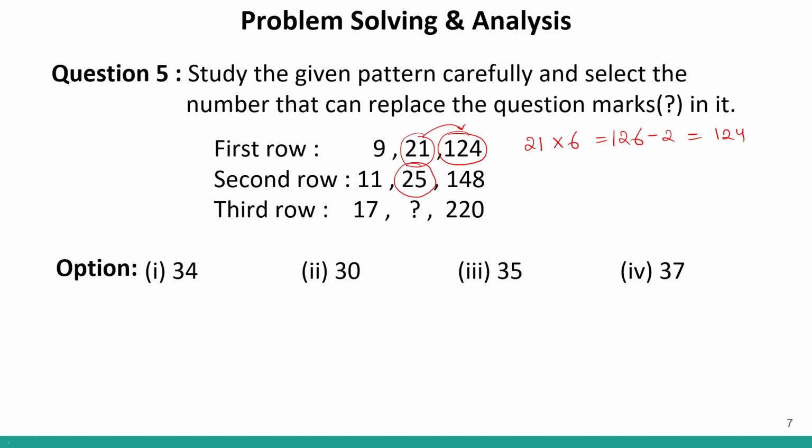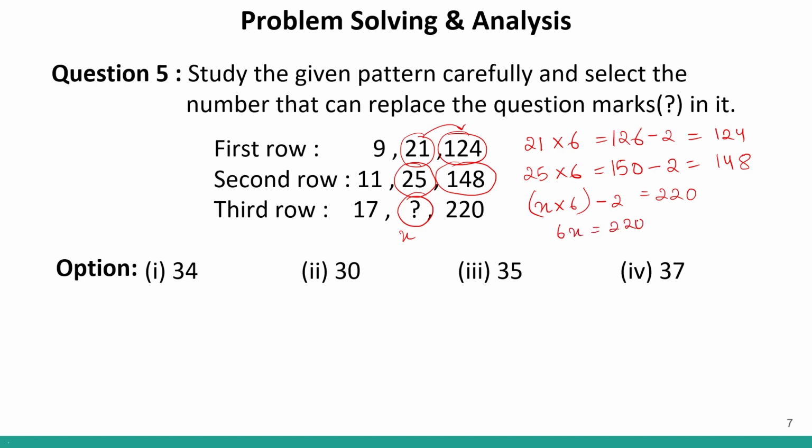Similarly, when I look at the numbers 25 and 148, when I multiply 25 by 6, this will be 150, and then I subtract 2, I get 148. Okay, correct? So now here we should get a number, let us say it is x. So x into 6 and subtracting 2 should give me 220. So 6x will be 220 plus 2, which is 222.